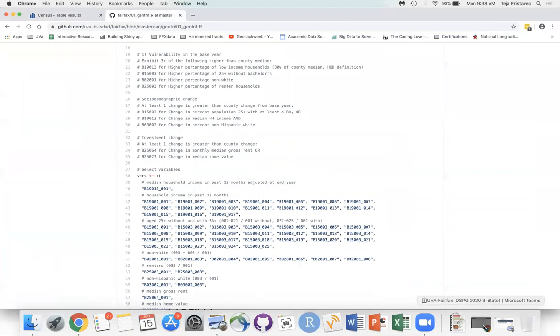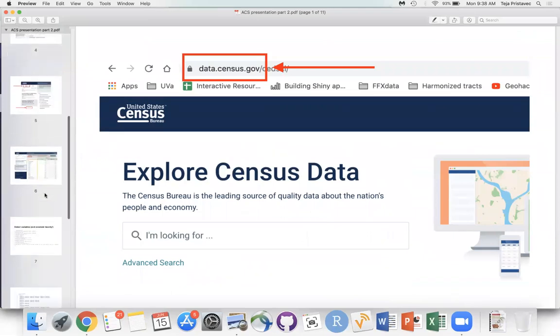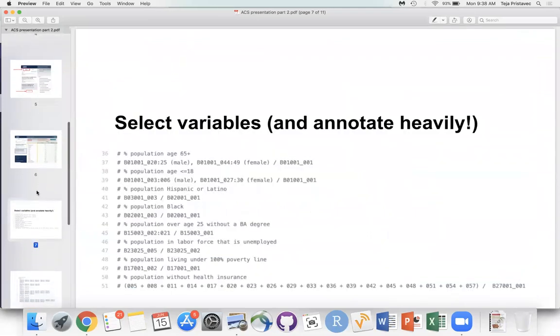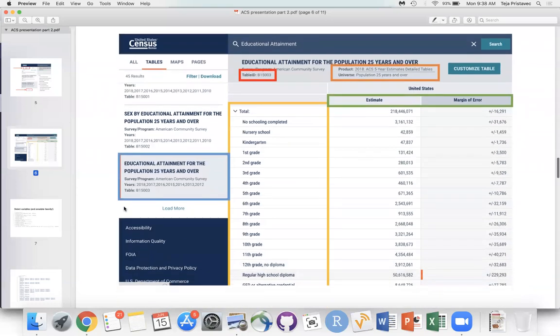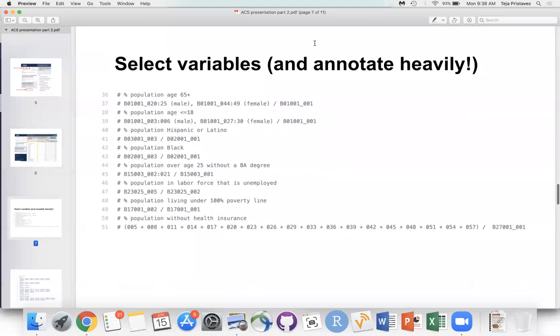I think I'll pull up my slides here. Sorry. This is what this looks like. Okay, this is what I was showing you before. So here's the information that you're going to need. And I would encourage you to annotate your code heavily, especially when you're starting out, just so you know what you're pulling. Right here, you can see some of my tables, my table numbers. This is what I would put in comments for myself.